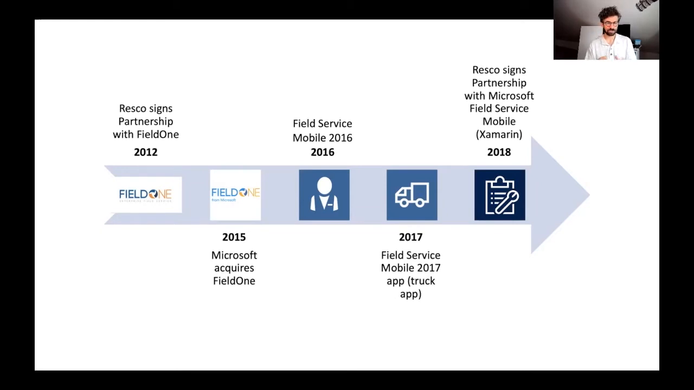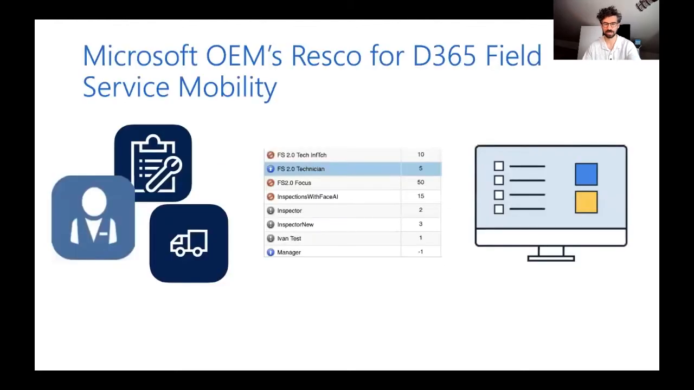That was all under the umbrella of our existing agreement with Field One that was inherited by Microsoft. But in 2018, Microsoft and Resco decided to make this an official cooperation and partnership between the two companies. And that's when we signed the partnership directly with Microsoft, and Microsoft released their version of Microsoft Field Service Mobile, often nicknamed the Xamarin application. Many of you, I'm sure, are familiar with it, and many of our customers and your customers use it on a daily basis. So what really was part of this deal?